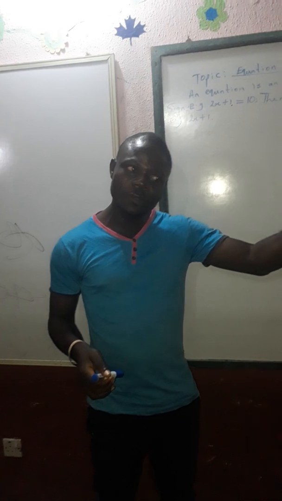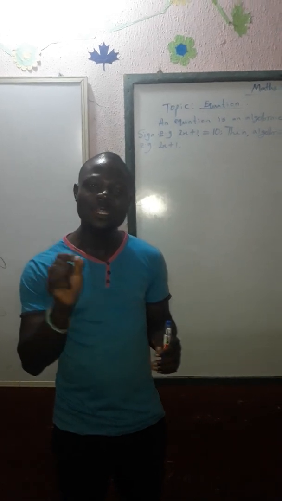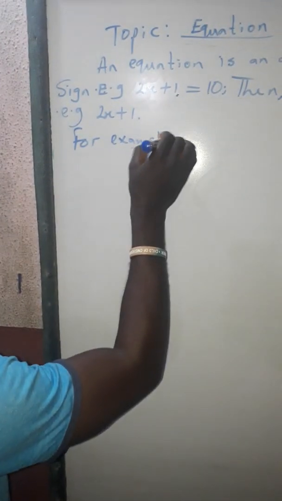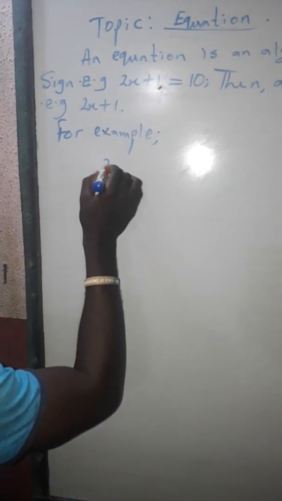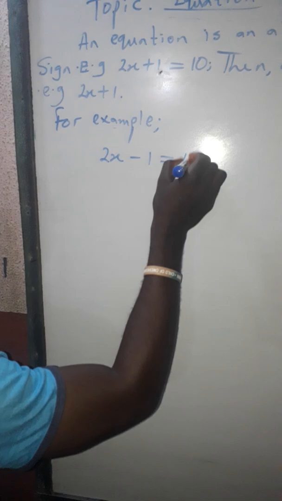Meaning, in an equation, you have the left hand side of the equation and the right hand side of the equation. So how can you do that? You have to solve it arithmetically. Let's go. For example, 2x minus 1 is equals to 11.